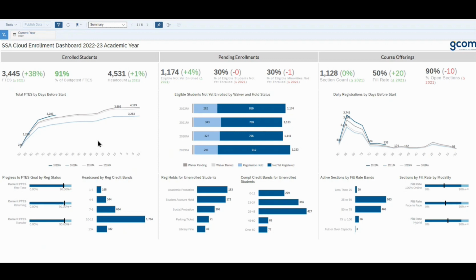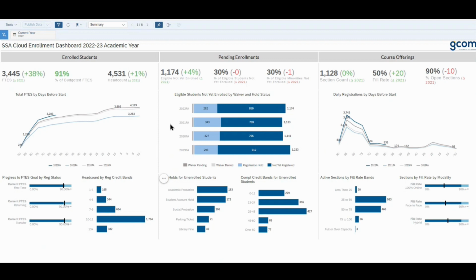One way to meet enrollment goals is to encourage enrolled students to register for a full-time course load. Staff can use the headcount by registered credit bands to drill in on students registered for less than full-time loads to encourage them to enroll.